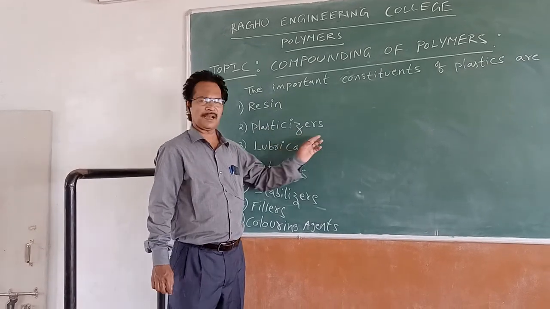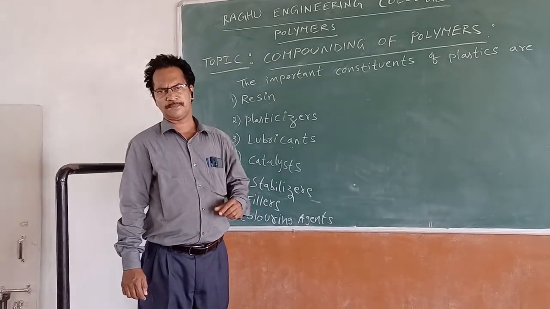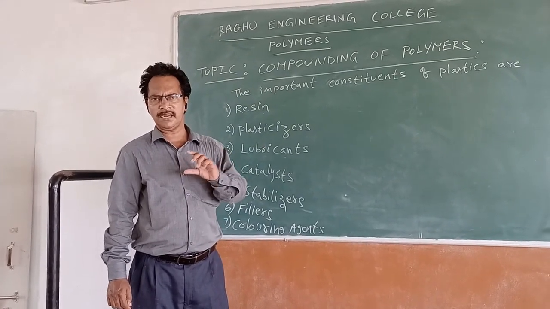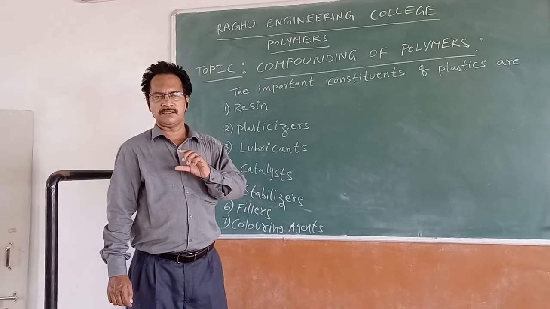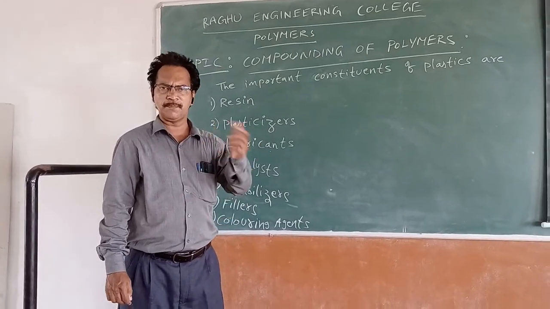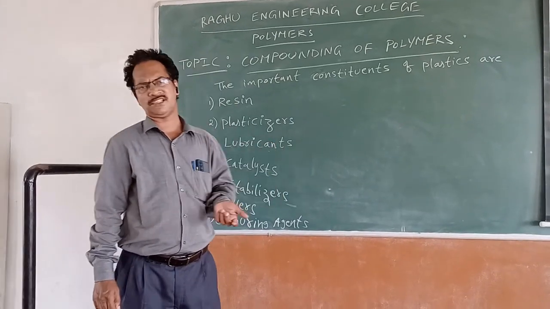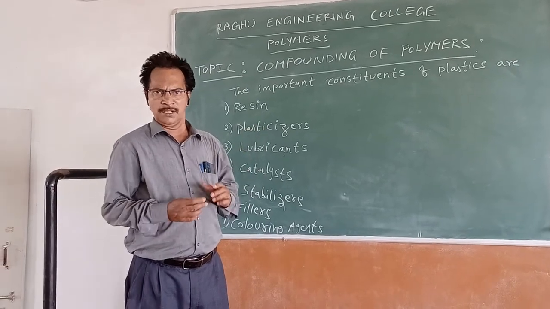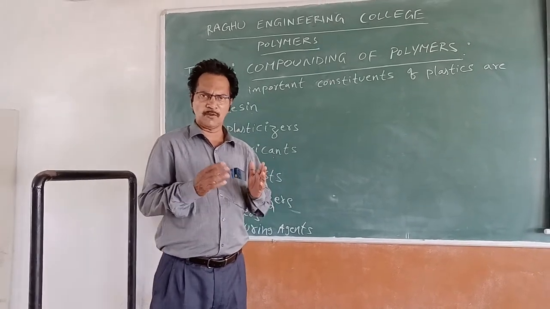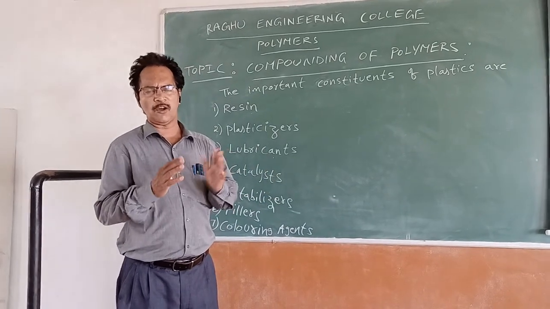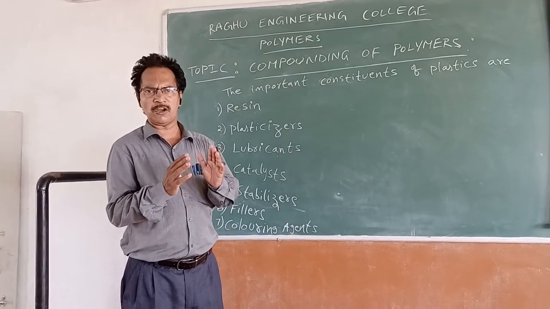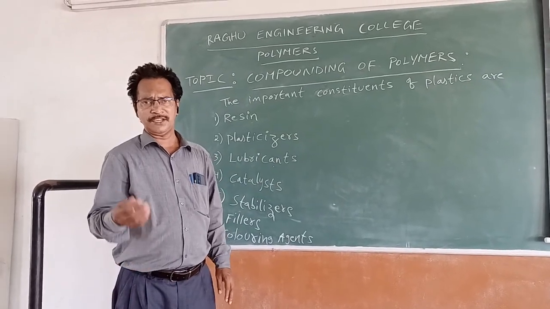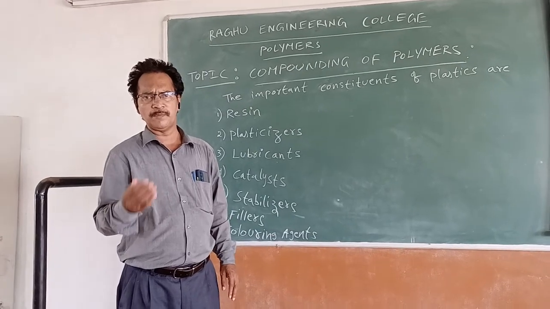Next, coming to the second one, plasticizers. What are plasticizers? Plasticizers are added to the resin in order to have flexibility and plasticity. How do they improve the plasticity or flexibility of the plastic? If you add these plasticizers to the resin, they neutralize the forces of attraction between two polymer chains, and they see that the polymer chains will not slide over each other, so that they impart greater freedom of movement to the resin.